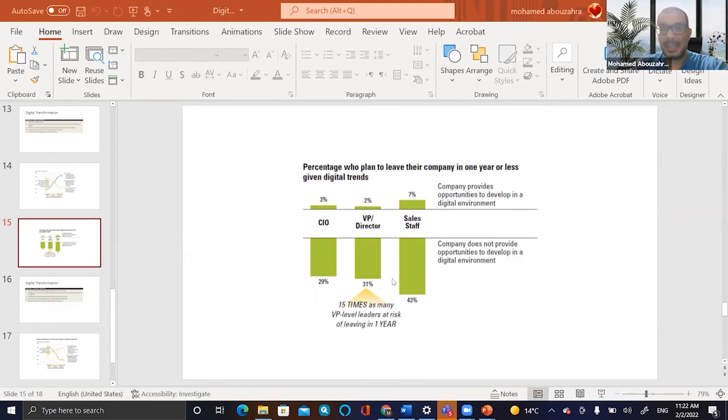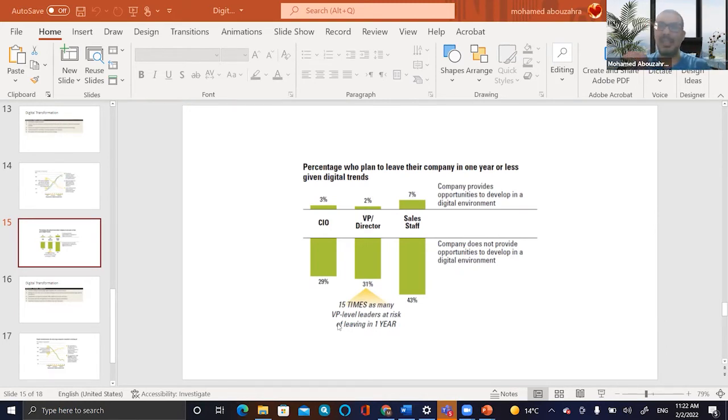You will find that for VPs, I'm talking about senior people, people with lots of experience, they are 15 times at risk of leaving in 1 year if the company does not provide opportunities to develop in a digital environment, right? Because anyone with a sense of direction, with a sense of understanding of strategy, they know that if they stay in a company that is not up to date in technology, they are going to lose their personal competitive advantage.